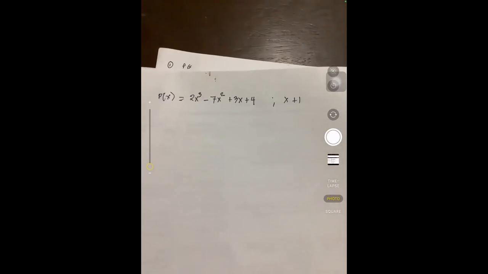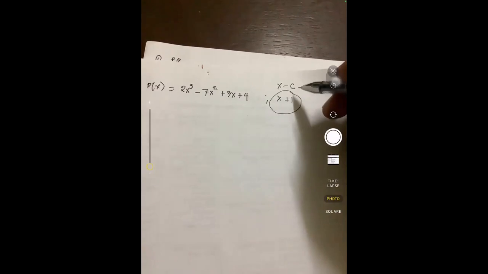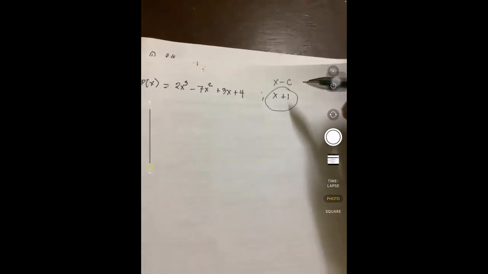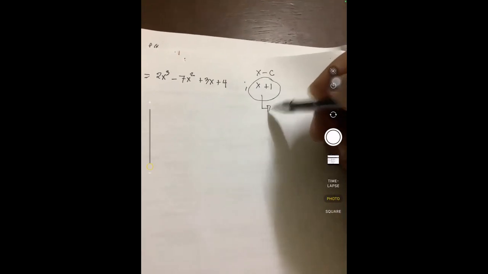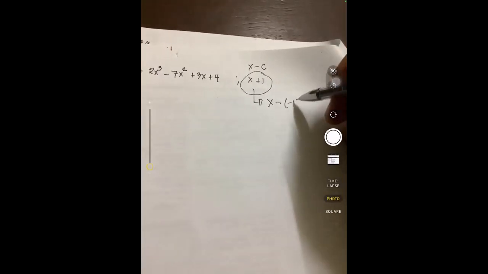Okay, so this time we have the value of p of x is equal to 2x cubed minus 7x squared plus 3x plus 4. Then the divisor is in the form x plus 1. So before we can use our remainder theorem, we need first to express this one in the form x minus c so that we can find the value of c. So remember, since this is positive, and we all know that negative times negative is equal to positive, so itong x plus 1 ngayon, we can actually rewrite this one to x minus negative 1.